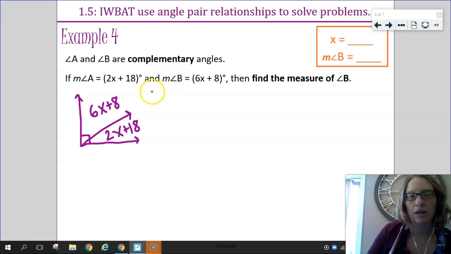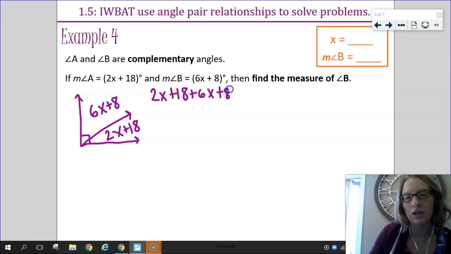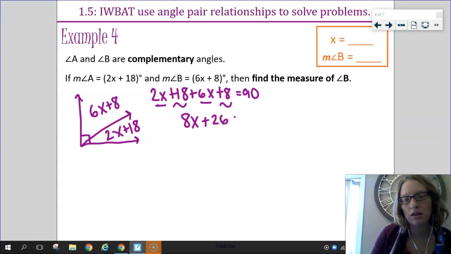So let's go ahead and write our equation. I know A plus B, since they are complementary, when I put them together, will add up to 90 degrees. Before we start solving, we're going to want to combine the like terms of 2x and 6x to be 8x. And we're also going to want to combine the like terms of 18 and 8, which makes 26, and set that equal to 90.